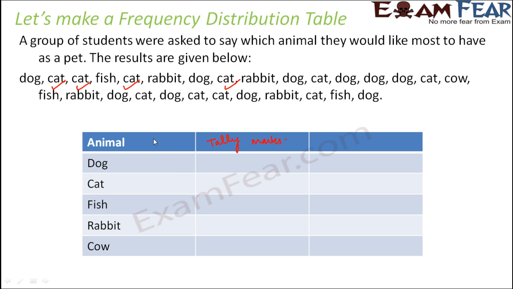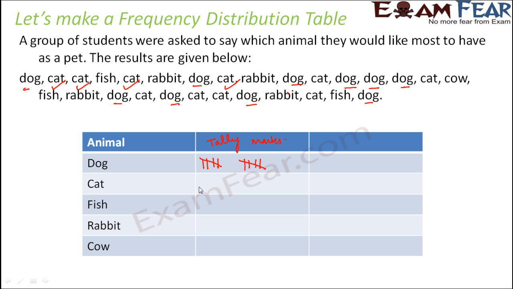So let's talk about dog. The first entry is a dog. Again, this entry is a dog. Again, this is a dog. This is again dog 2 times. So 1, 2. Again a dog. You again have a dog. Again a dog. Dog and dog 2 more times. So 1, 2.